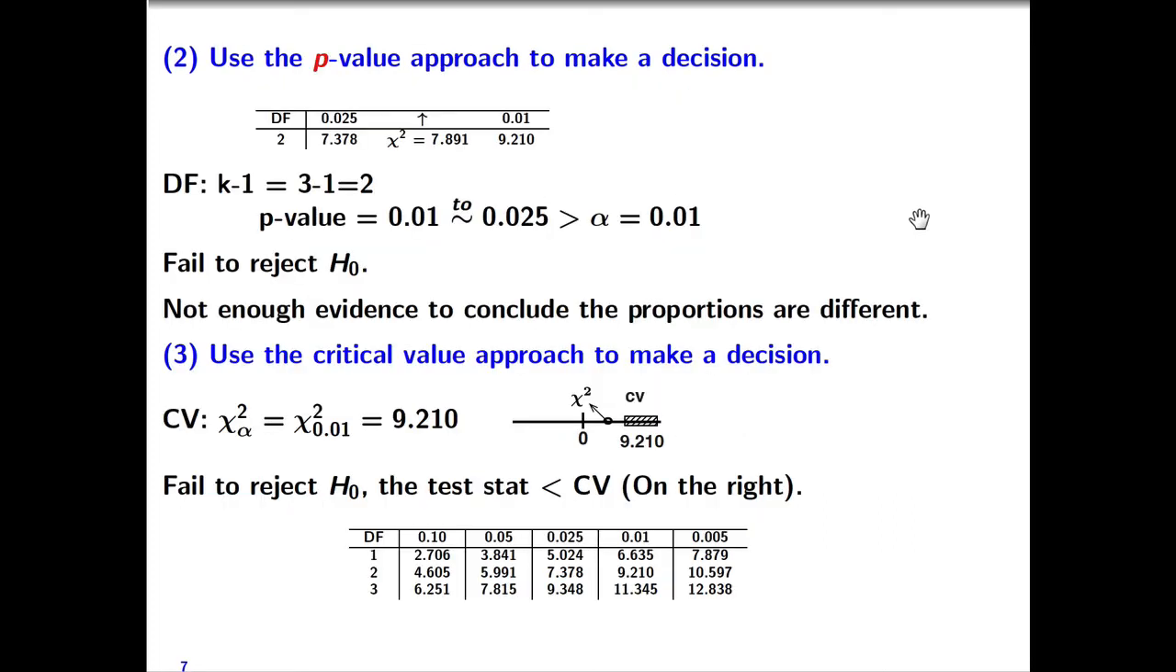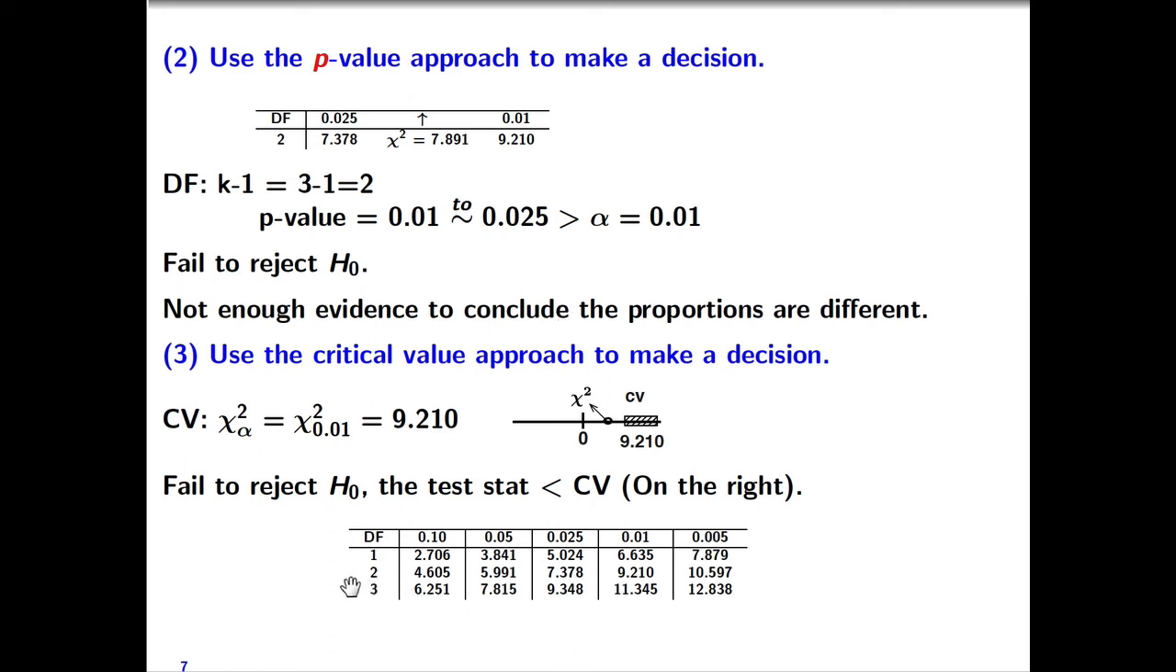Step 3. Make a decision using either the p-value approach or the critical value approach. Now, when we use the p-value approach to make a decision, we need to find the probability range associated with this chi-square table. So keep in mind the degrees of freedom k minus 1 is 3 minus 1 equals 2, because we have 3 proportions, or we said we have 3 populations.